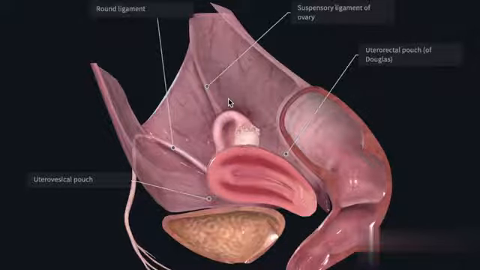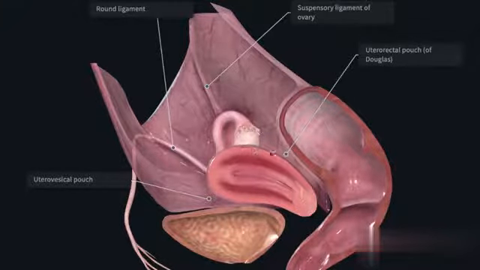Pouches are also formed between the pelvic viscera. Anteriorly, between the bladder and the uterus, we have the uterovesical pouch. The space between the uterus and the rectum, posteriorly here, is known as the uterorectal pouch, or sometimes referred to as the pouch of Douglas. These pouches are within the peritoneal cavity and form a space in which free fluid can accumulate.